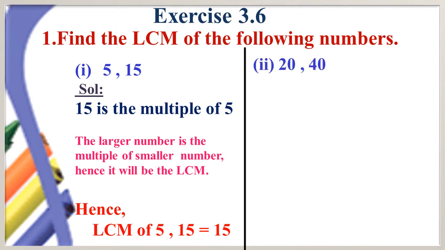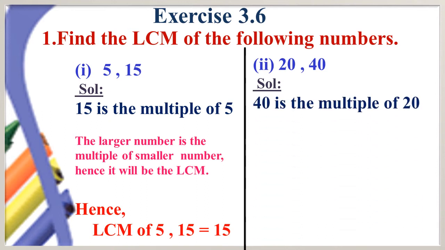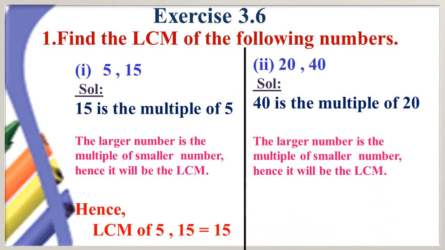The next sum, 20 and 40. Here the larger number is 40, the smaller number is 20. So 40 is the multiple of 20. We know the larger number is the multiple of the smaller number, hence it will be the LCM. Hence LCM of 20 and 40 is 40.